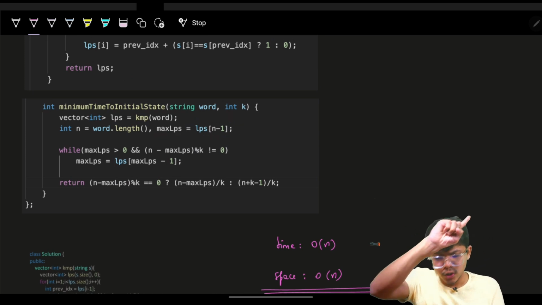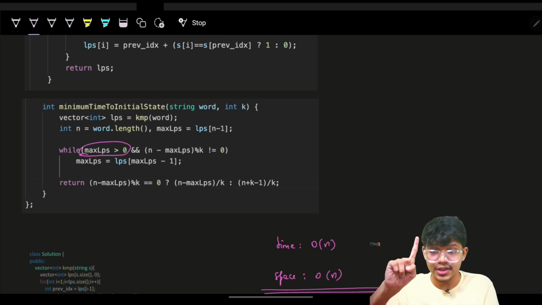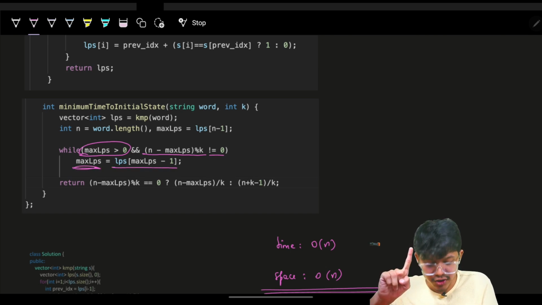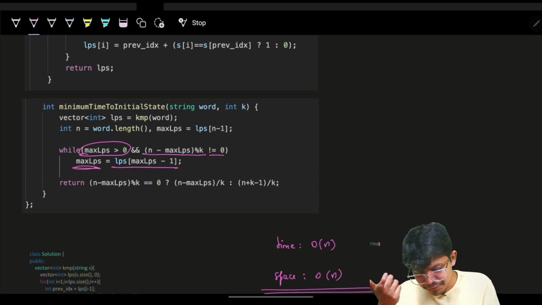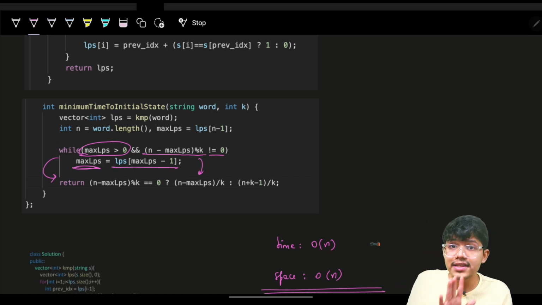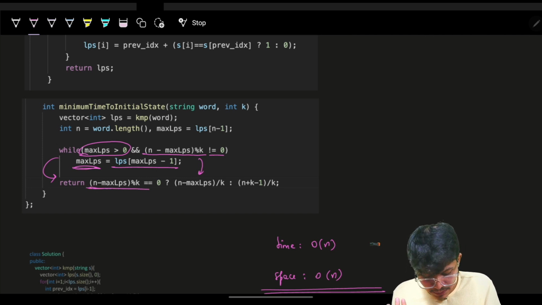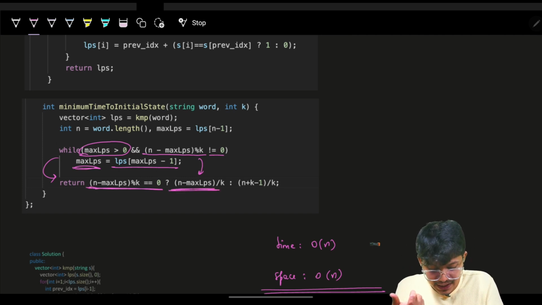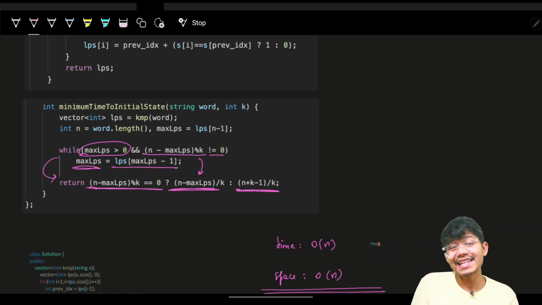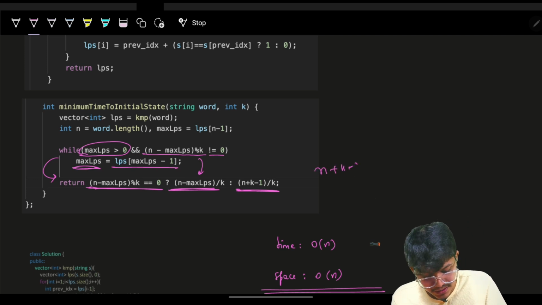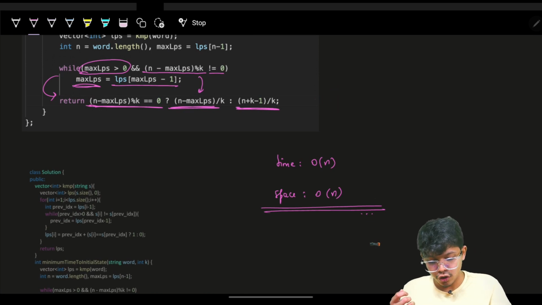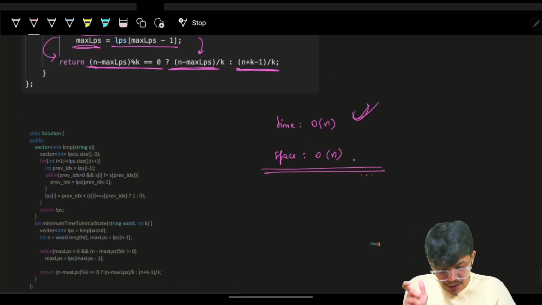Now as I showed you in the loop also, while ML is more than 0 and n minus ML mod k is not equal to 0, simply keep assigning ML is equal to LPS of ML minus 1. Now if it comes out, either your ML is 0 or your n minus ML mod k is 0. If n minus ML mod k is 0, then your answer is n minus ML by k. Else in worst case you have to make all the blanks. That will give you a n by k ceil value, which is nothing but n plus k minus 1 by k. And with this, because of using KMP, you have solved it in O of n time, and space is again O of n.